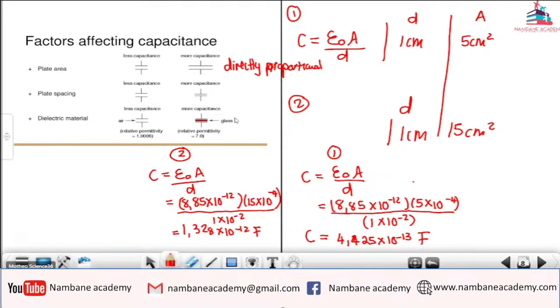So these are the concepts that we have dealt with. We have dealt with the formula itself. We have dealt with the factors affecting capacitance. We have dealt with what is a capacitor. We have even dealt with charging and discharging because I've seen it before. And now, what are we going to do? The calculations. So let's start.